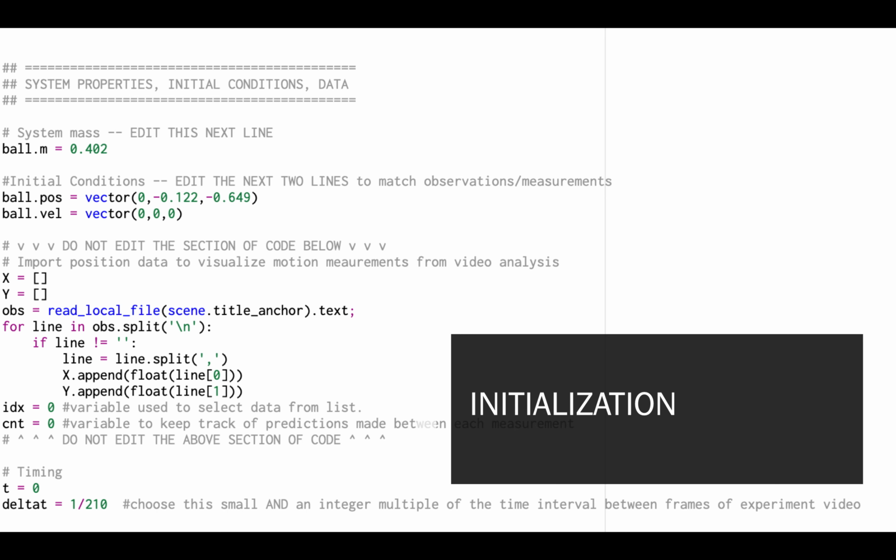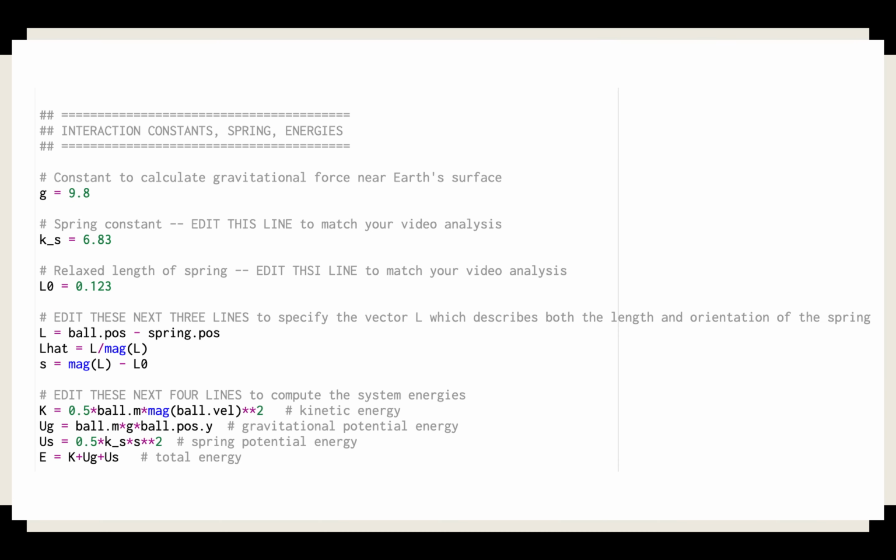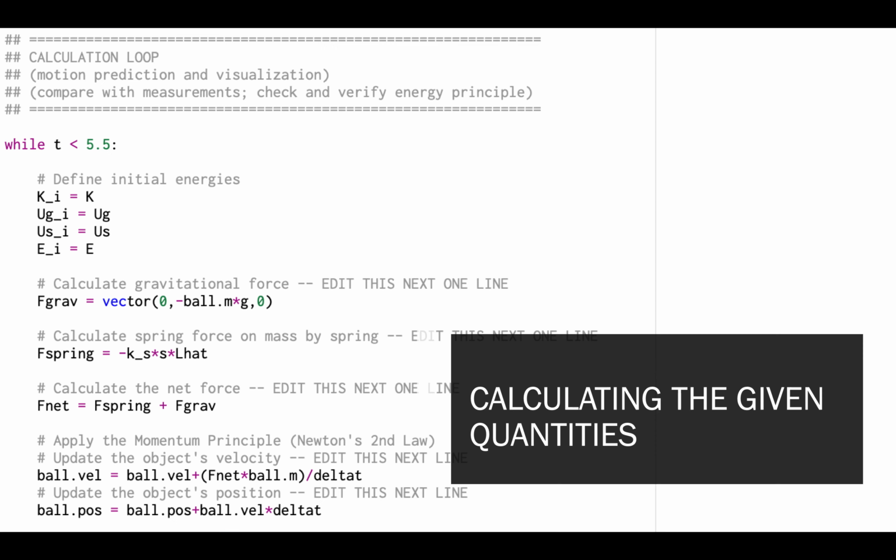So for initialization, we pretty much didn't have to change anything because the delta t was the same. All I did was add the ball's mass, the ball's position, and the ball's velocity, which was already 0. So for interaction constants, springs, and energies, I added g, spring constant, relaxed length of spring, and I edited the next 3 lines to specify the vector L, which described both the length and orientation of the spring, as well as computing the system energies through given code.